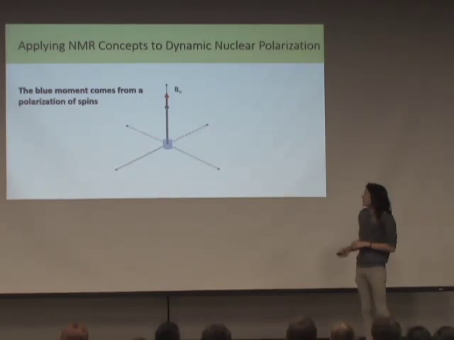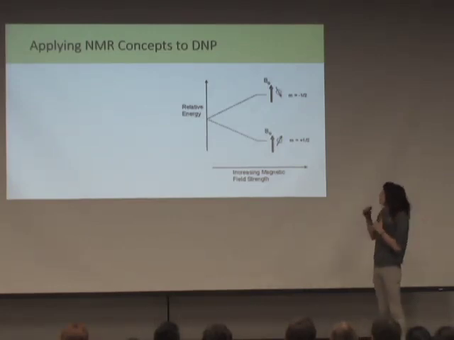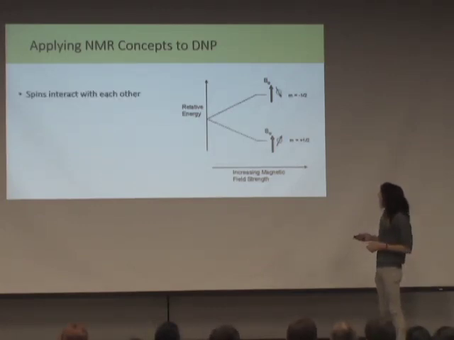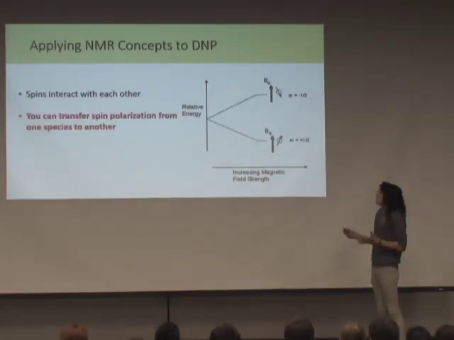This blue moment that we discussed earlier, it's important to realize this comes from a polarization of spins. When we turn on our B0 magnetic field, there are 2 distinct energy levels that the spins can be in. They can align with the magnetic field, which is the lower energy state, or they can oppose it. Most of them will be in the lower energy state. Since spins can interact with each other, because they're like little magnets, if you put 2 magnets next to each other, they feel a force between them. You can transfer spin polarization from one species to another.